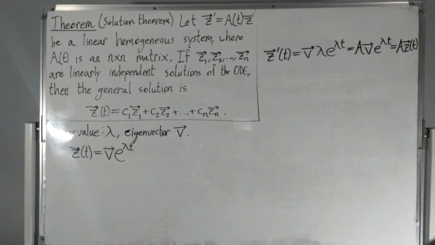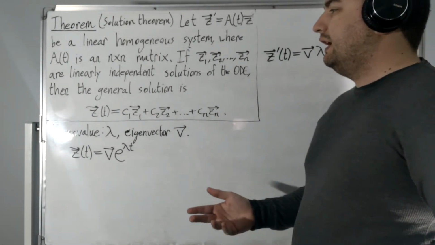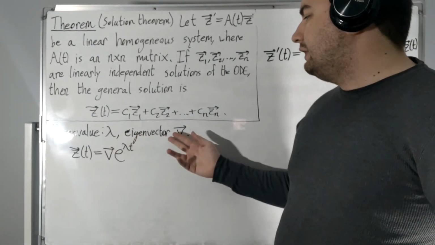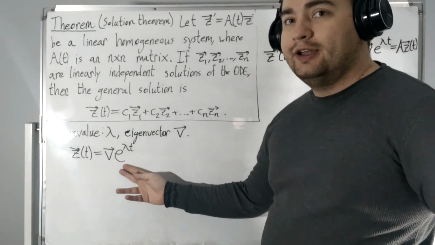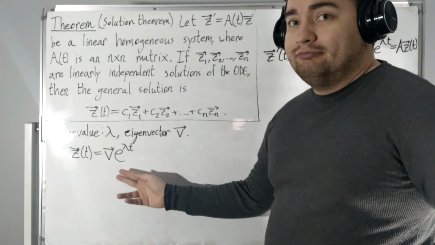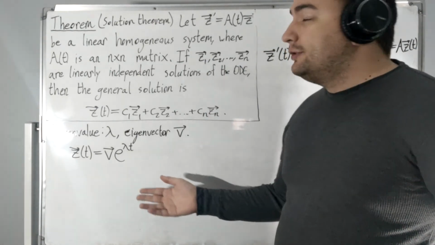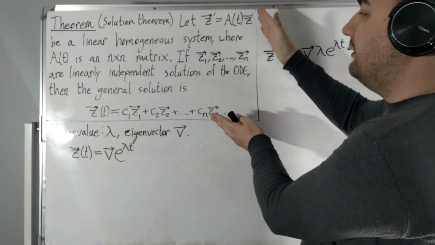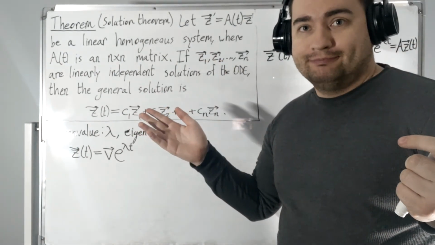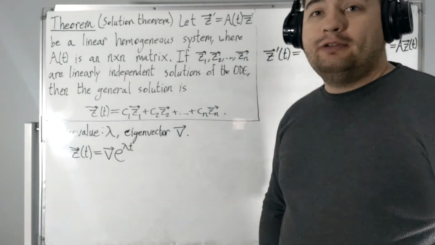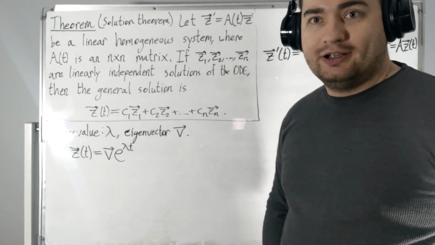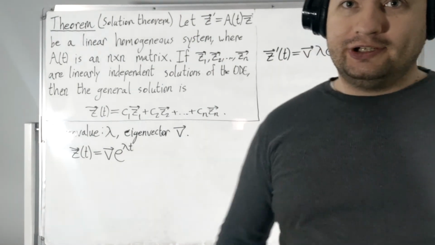And so what we're going to end up doing is finding the eigenvalues and associated eigenvectors, constructing solutions that look like this, and then if those are linearly independent, we'll be able to apply the solution theorem to find the general solution. Okay? But that'll be for a future lecture because we are out of time for today. So see you in the next one.